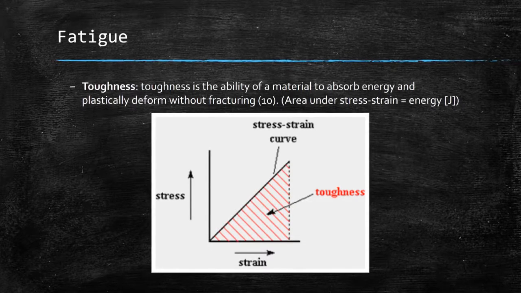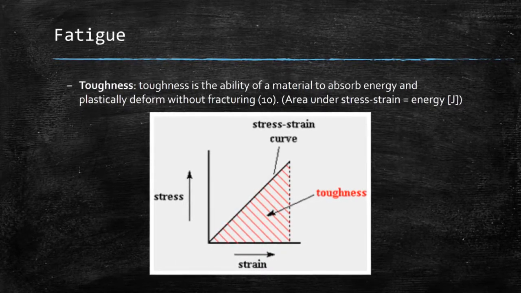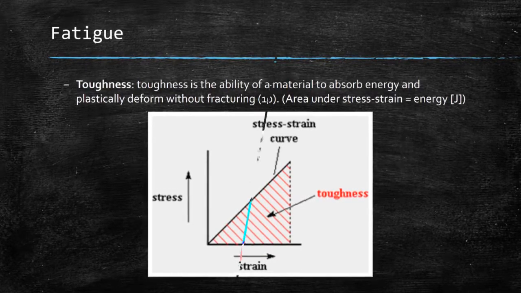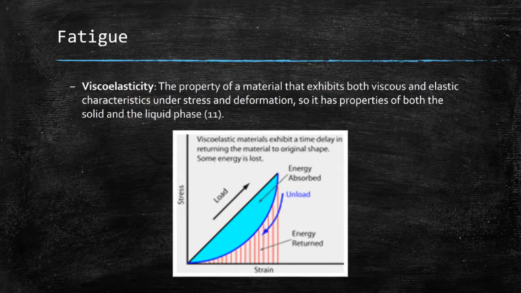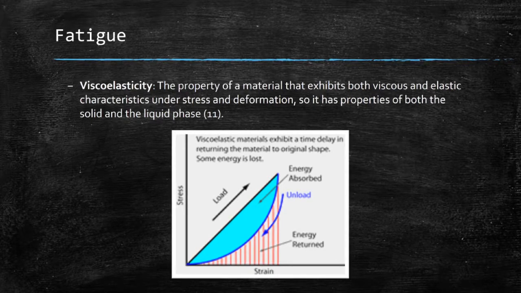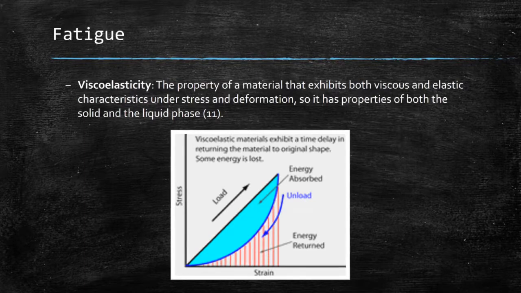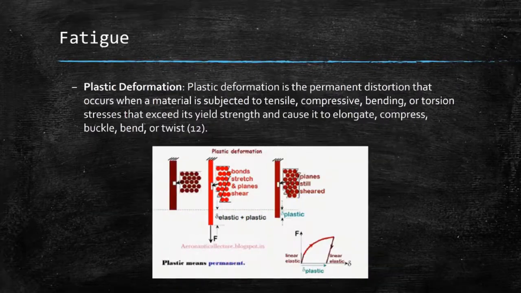Toughness is the ability of a material to absorb energy without fracturing. On a stress strain graph, the toughness of a material is the area under the curve. Viscoelasticity is the property of some materials to behave differently when subjected to different loads and strain rates. On the graph here, this example of a viscoelastic material absorbs energy as it is loaded, but only partially releases this energy after the loading is complete.